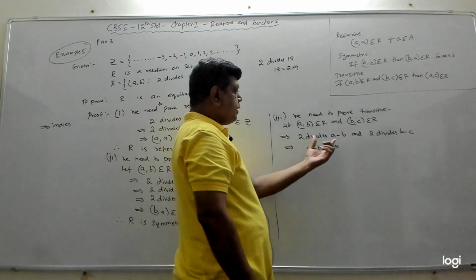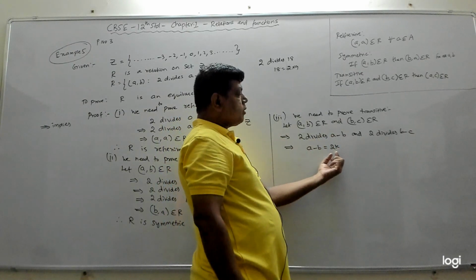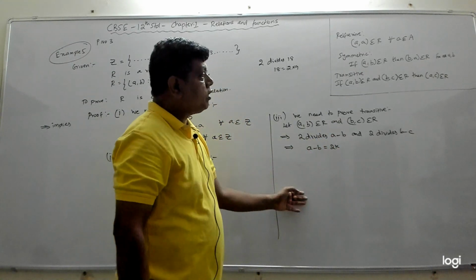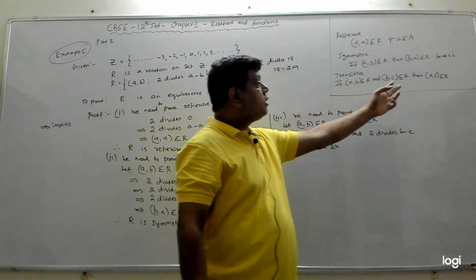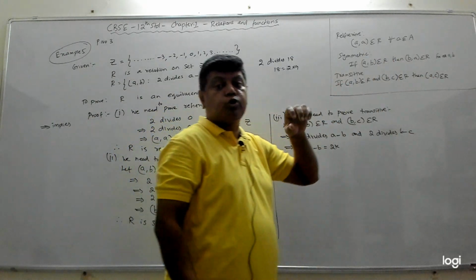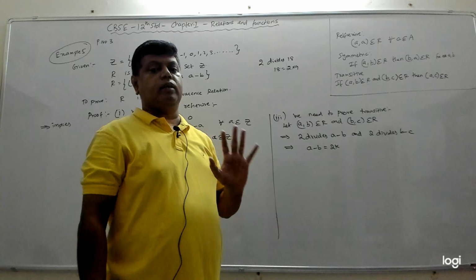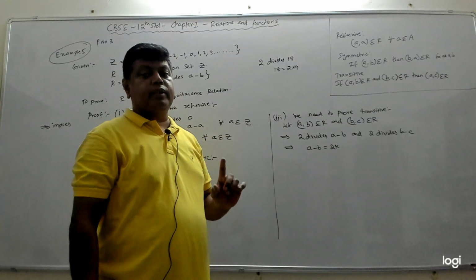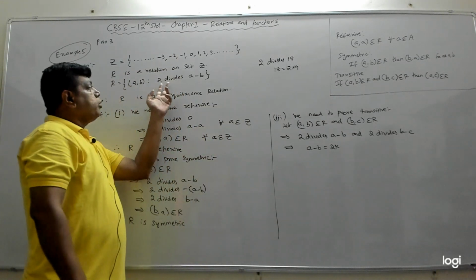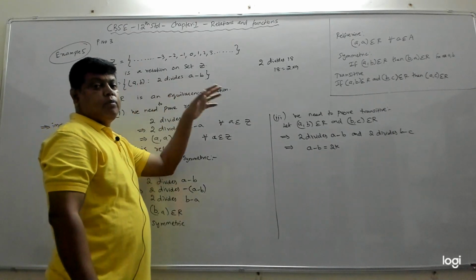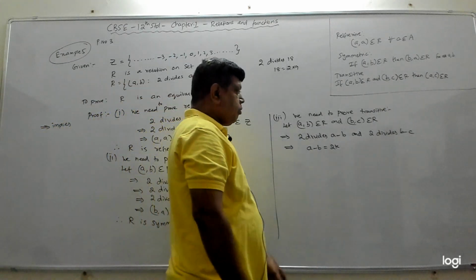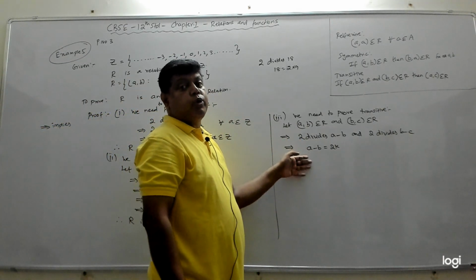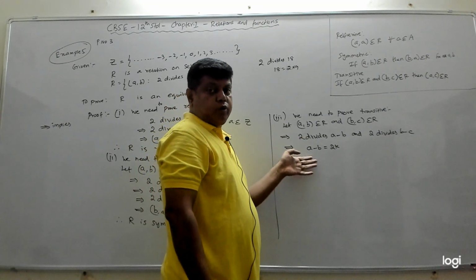Right? So here, 2 divides a minus b means what? a minus b can be written as 2 into some k. So finally, what we have to show? We have to show that (a, c) belongs to R, which means we should show that 2 divides a minus c. If we show 2 divides a minus c, then we can say (a, c) belongs to R. Now to prove that 2 divides a minus c, we are doing all this.